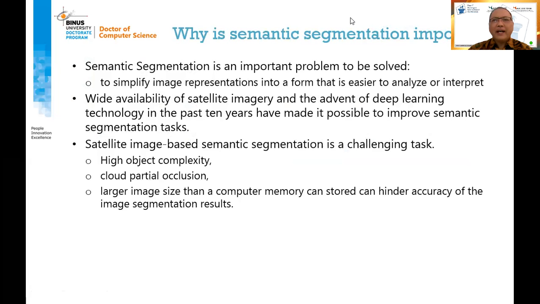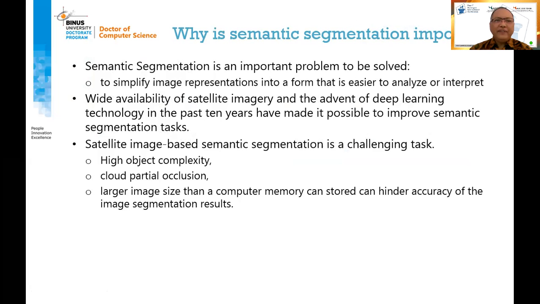And why is semantic segmentation important? Semantic segmentation is an important problem to be solved. It is an interesting problem in geospatial artificial intelligence because of its wide application. It is basically to simplify image representations into a form that is easier to analyze or interpret.